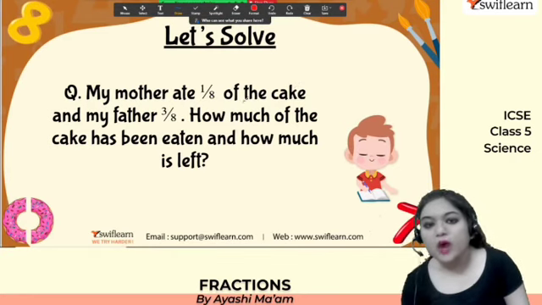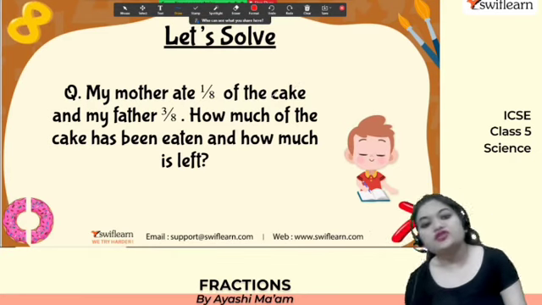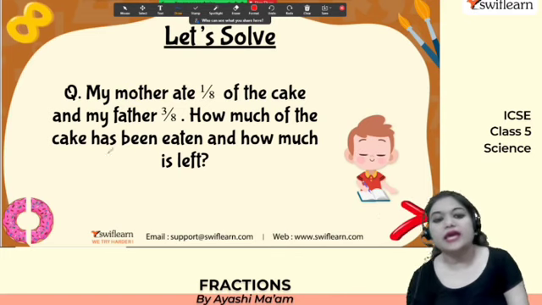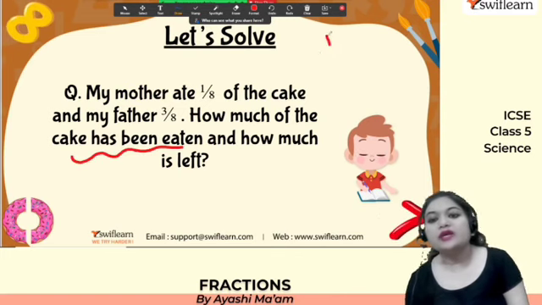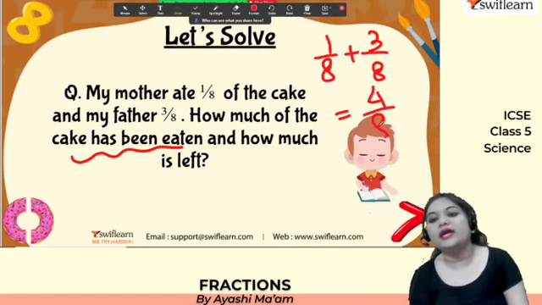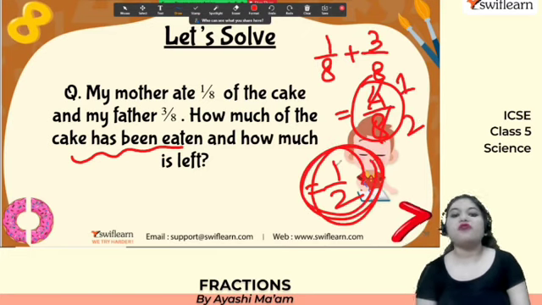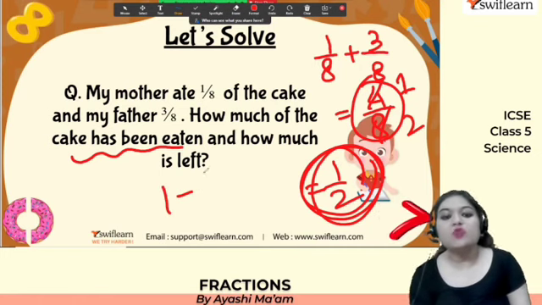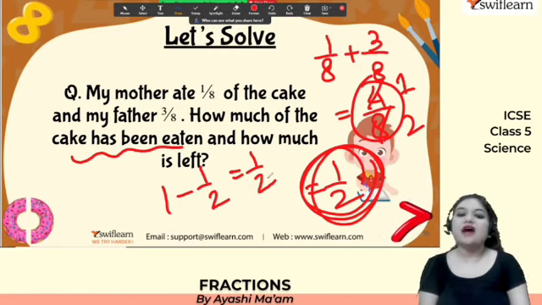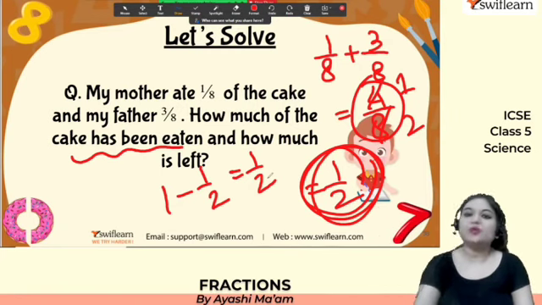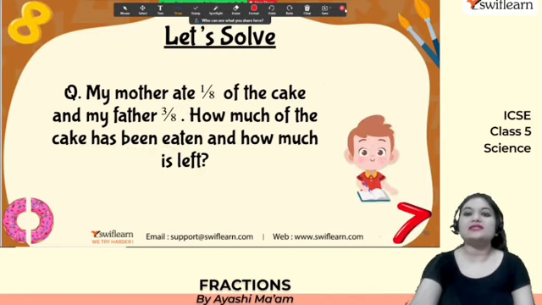My mother ate 1/8 of the cake and father ate 3/8 of the cake. How much of the cake has been eaten? 1 by 8 plus 3 by 8, right? That means what? 4 by 8. 4 by 8 means what? Half. Because 4 ones are 4, 4 twos are 8. So half of the cake is already eaten. So if half of the cake is eaten, what is 1 minus half? Whole minus half is half only, right? Whole minus half is half. So half cake has been eaten and the other half of the cake is left.